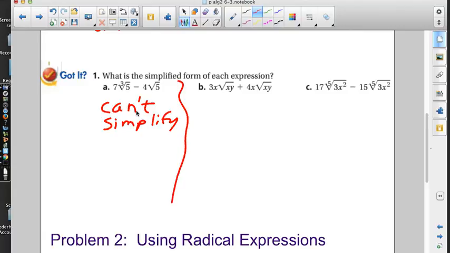B, could you do that one? Yeah. And what'd you get? 7. Sounds about right. C, could we do that one? Yeah. Okay, both have the fifth root of 3x squared, so what'd you get?